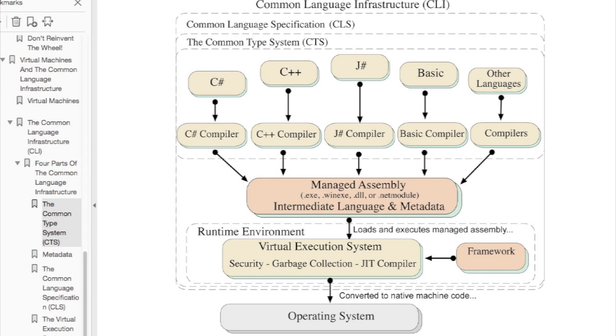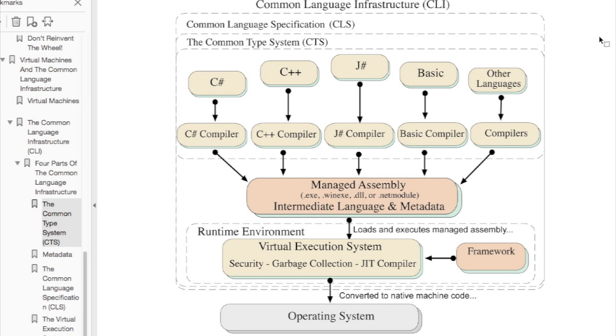In the previous video, I was talking about the common language infrastructure and virtual machines. And I told you I would show you a feature of the language that ties all these different common languages together. And that is the common type system, which is this piece right here. The common type system.